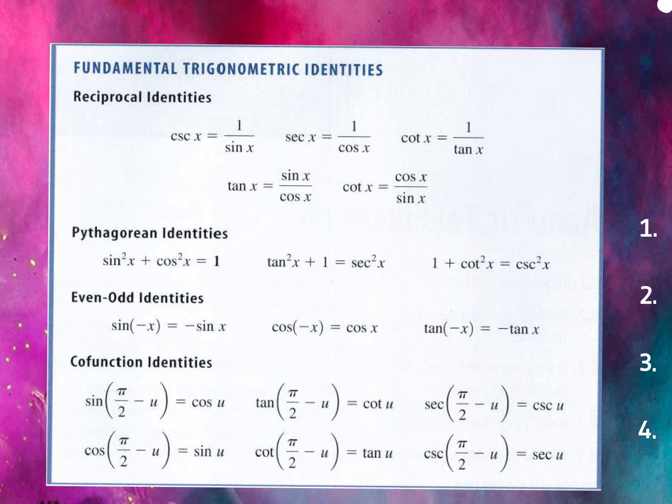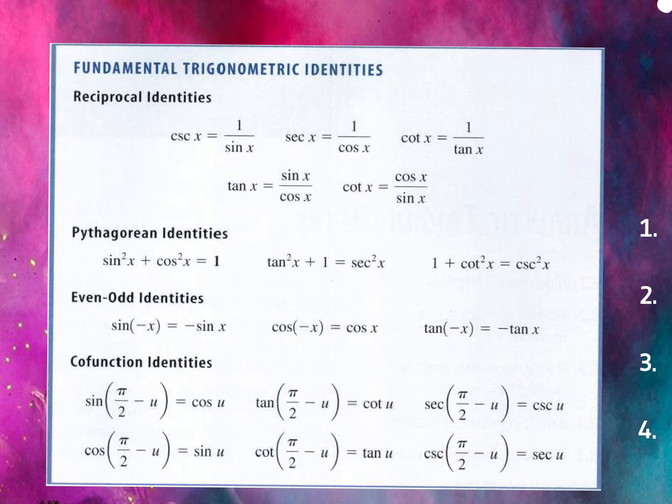Where sine and tangent are odd, if I change the sign on the actual angle, it changes the sign on the trig function. And cosine is even, because if we change the sign on the angle, it doesn't change the sign on the trig function.